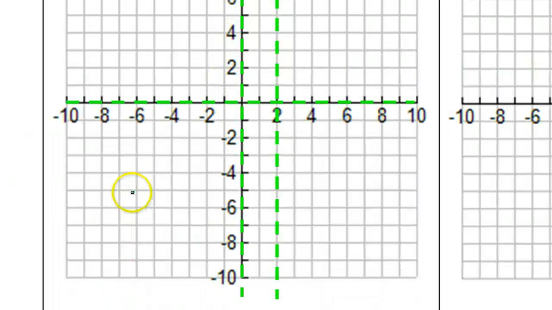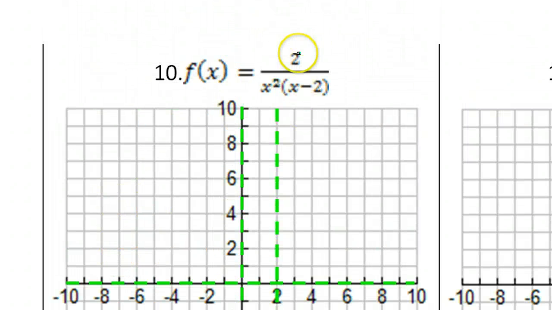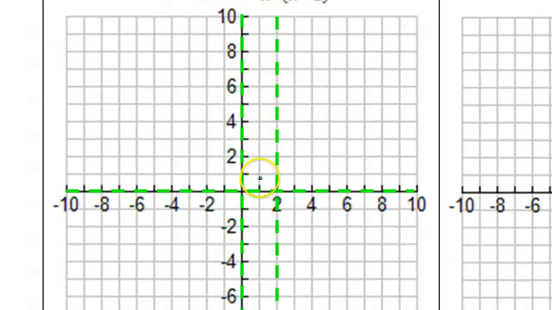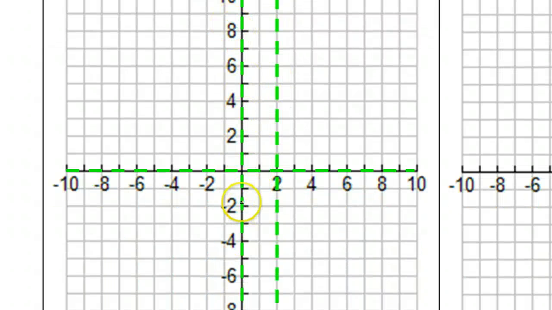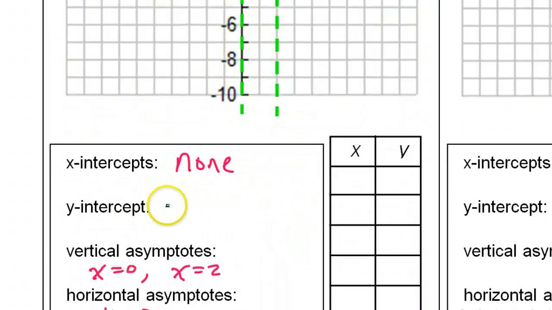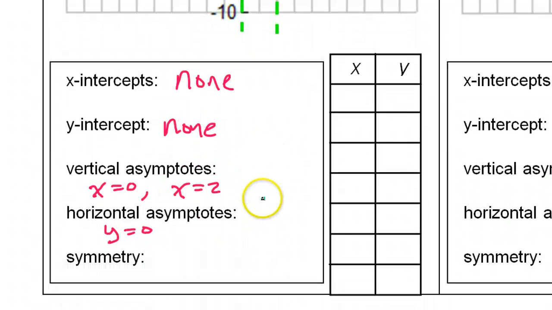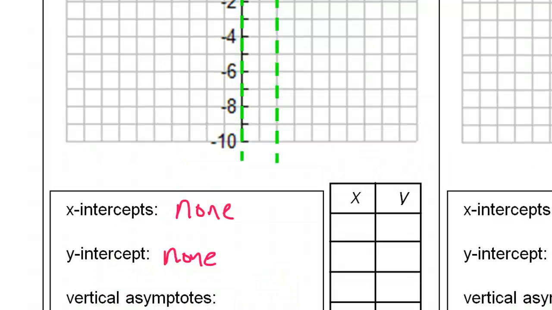Now, how about the y-intercept? If I want to find the y-intercept, then I plug in 0 for x. But I can't, because if I plug in 0 for x, I'm going to get 0 for the denominator. And you can't divide by 0. It's undefined. And look, we have an asymptote on the y-axis as well. So y-intercepts, none again. So we'll just have to rely on our table of values.